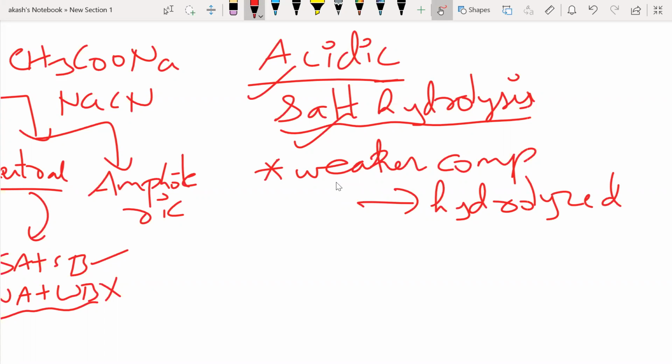Okay, it is the weaker component which gets hydrolyzed. What do you mean by this? I'll tell you. Say I take an example. Say I take an acidic salt, NH4Cl, what we took there.